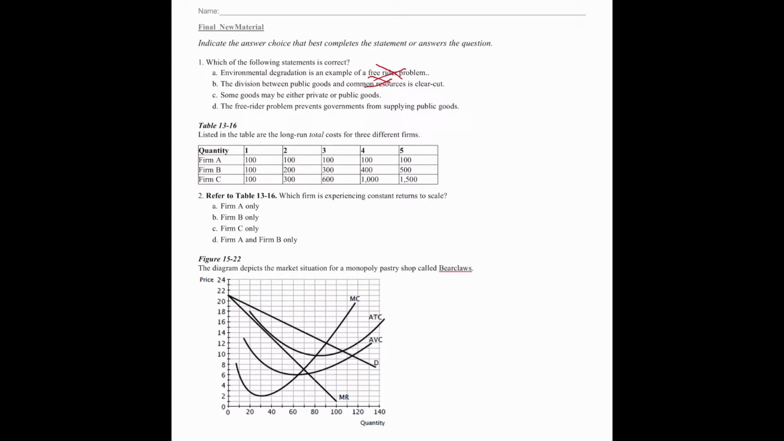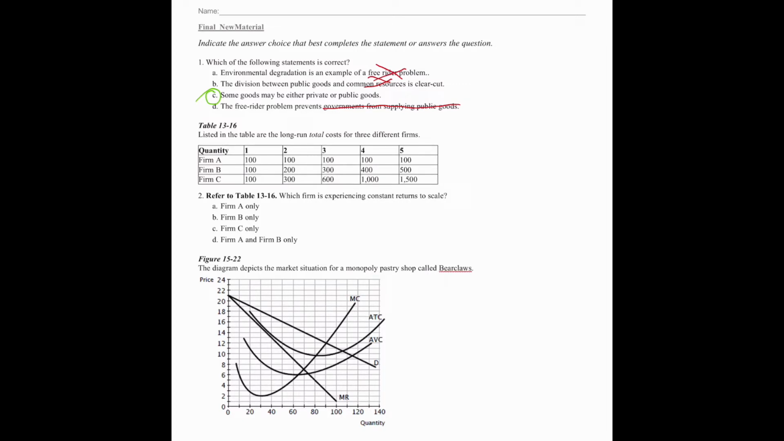And then we're going to look at D, the free rider problem prevents governments from supplying goods. No, the governments still supply the goods. It doesn't prevent them. It just creates an issue. Some goods may be either public or private goods. True, right? Remember, a roadway can transfer between public good, private good, or in fact, any type of good. So we know that goods can fall into any of the categories if they meet certain qualifiers.